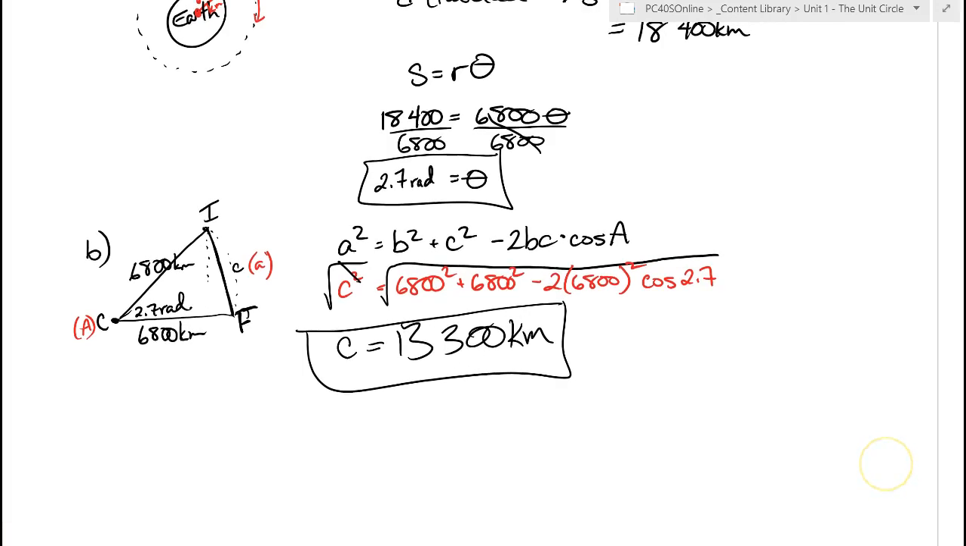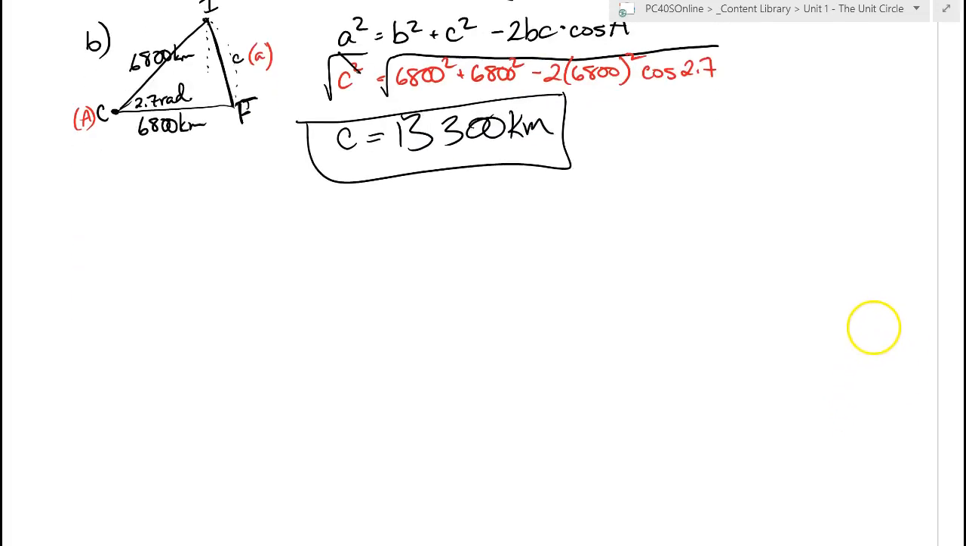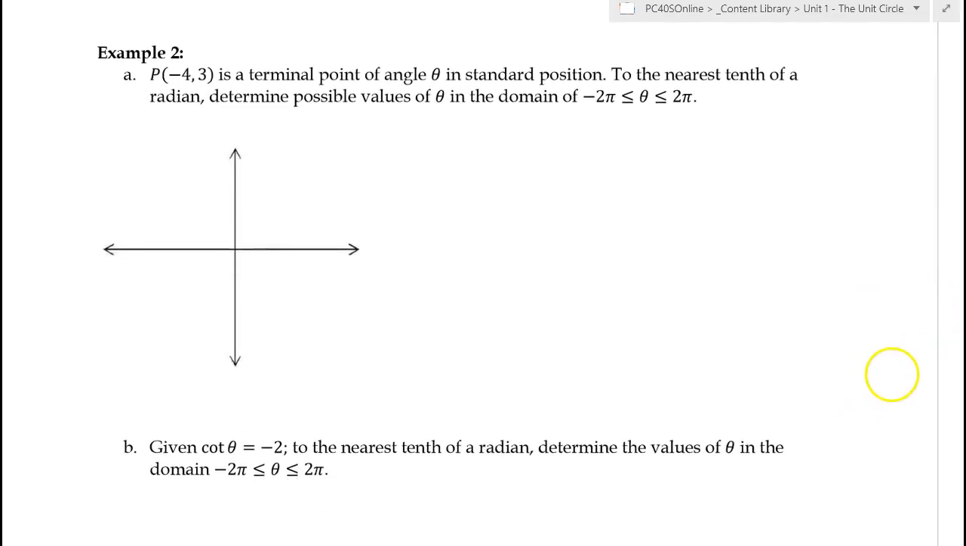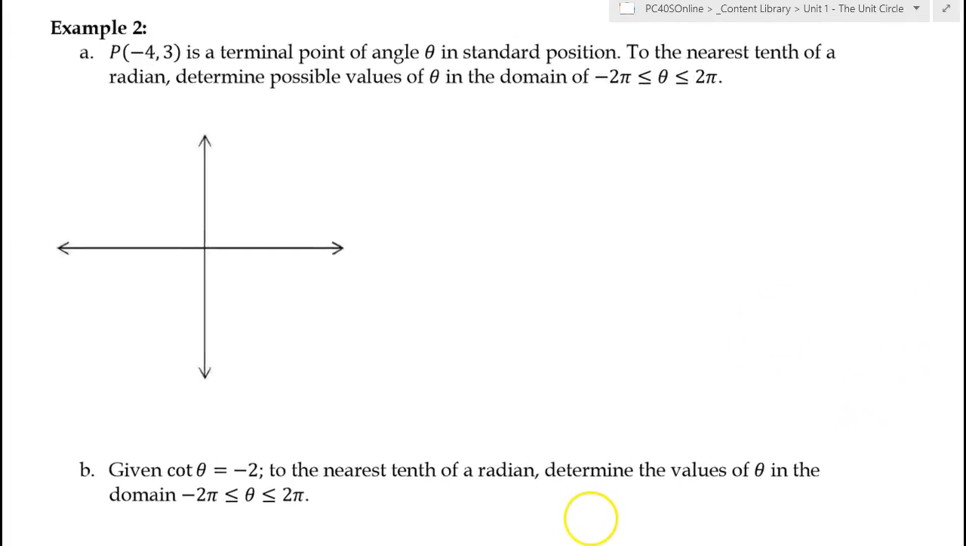So a question like that where we have to recall our cosine law is less likely to show up on our provincial exam, but it can happen, and so it's good to still be familiar with those. Don't let them slip out of your brain quite yet.